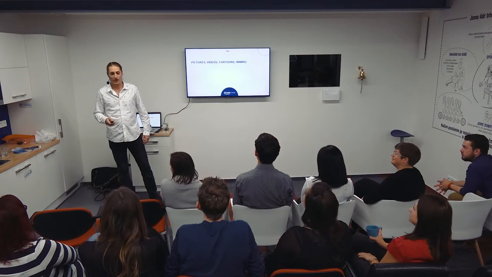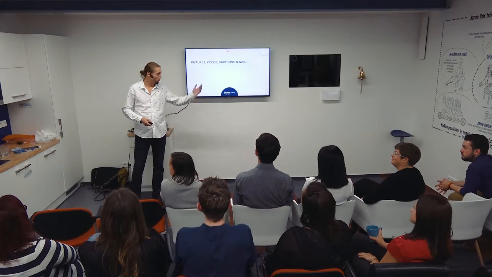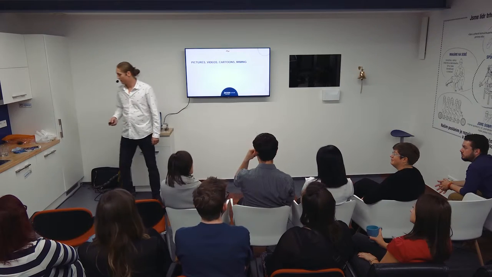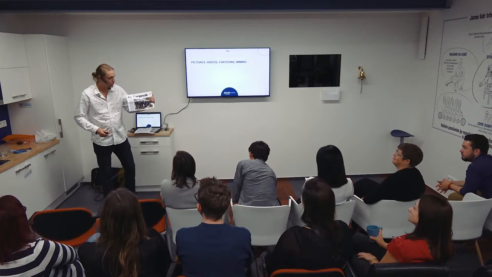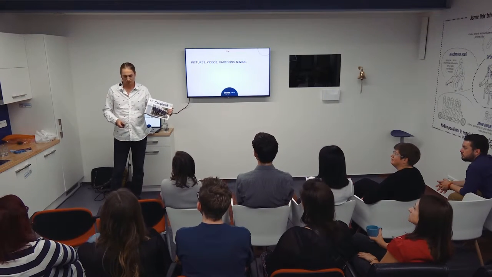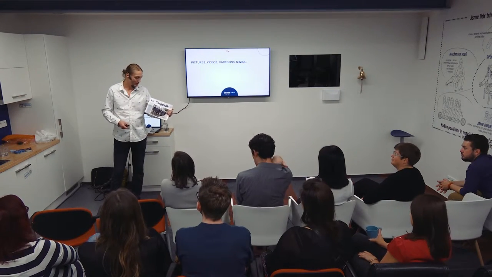So first of all, pictures, videos, cartoons, and miming. I'm sure you're familiar with the usage of pictures. All course books are usually full of them. Some of them are good, some of them are worse. Even when you go into companies, you see pictures on the walls. You can also find something like company newspapers. It's great to grab those and use them in your classes because this is something the students can relate to, and you have it at your disposal.